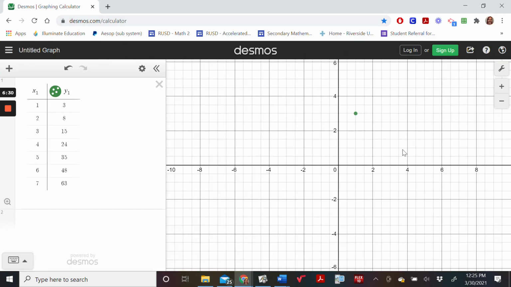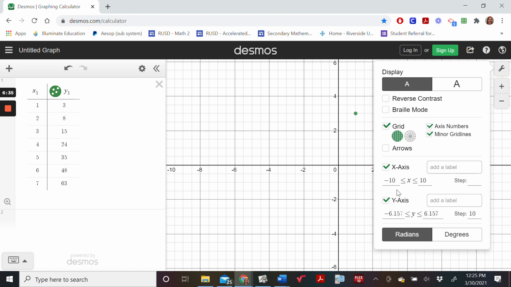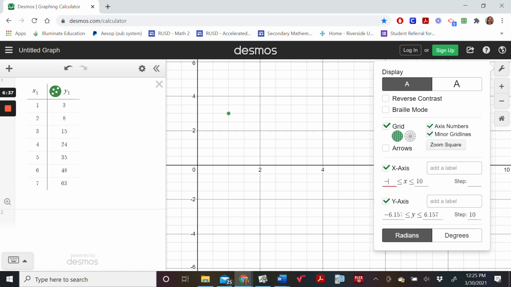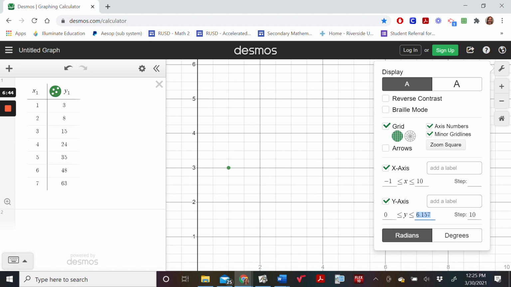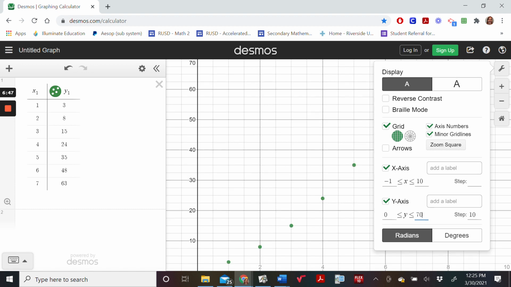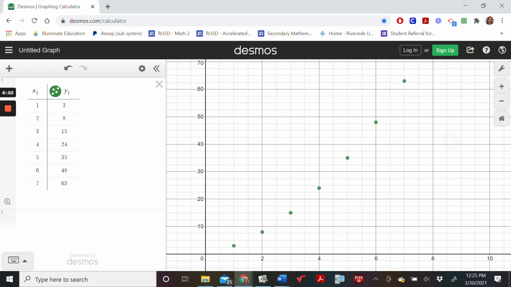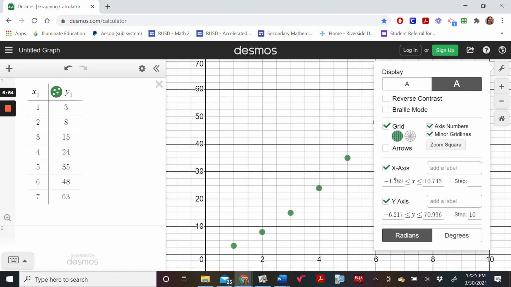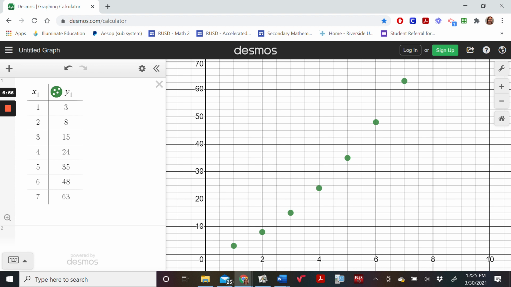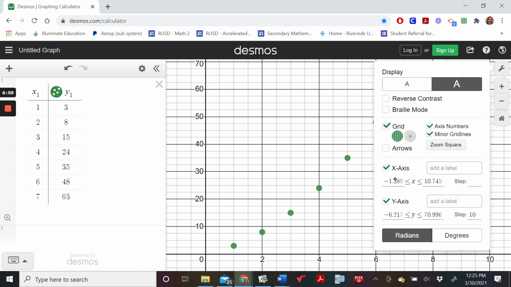So let's take a look. And I can't see anything, so I'm going to click on the wrench and make it so I can see it. I don't need any negative numbers, so I'm just going to go -1 to 10. I only go out to 7. That should be fine. And then I'm going to go from 0 up to, I need to go up to 63, so I'm going to go up to 70. And here are my dots. And then I'm going to make it a little larger. In case you didn't know, I clicked on the wrench, I typed on here, and now I've manipulated it so it's not clean anymore, but that's how I got that.